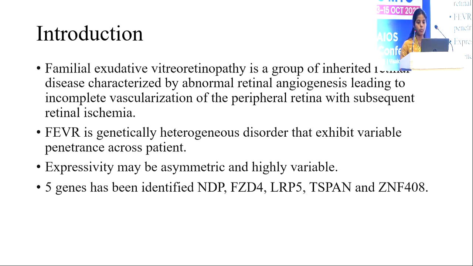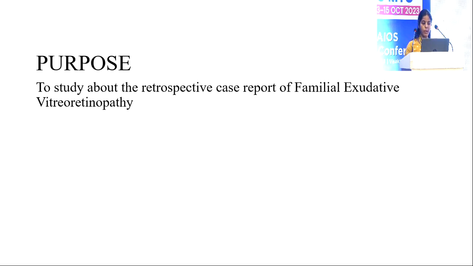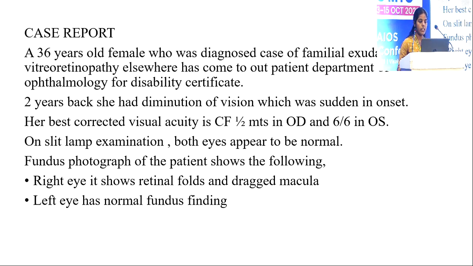Introduction. Familial exudative vitreoretinopathy is a group of inherited retinal diseases characterized by abnormal retinal angiogenesis leading to incomplete vascularization of the peripheral retina with subsequent retinal ischemia. It is a genetically heterogeneous disorder that exhibits variable penetrance across patients. Expressivity may be asymmetric and highly variable. Five genes have been identified in its pathogenesis: NDP, FZD4, LRP5, TSPAN, and ZNF408. The purpose of the study is to present a retrospective case report of familial exudative vitreoretinopathy.